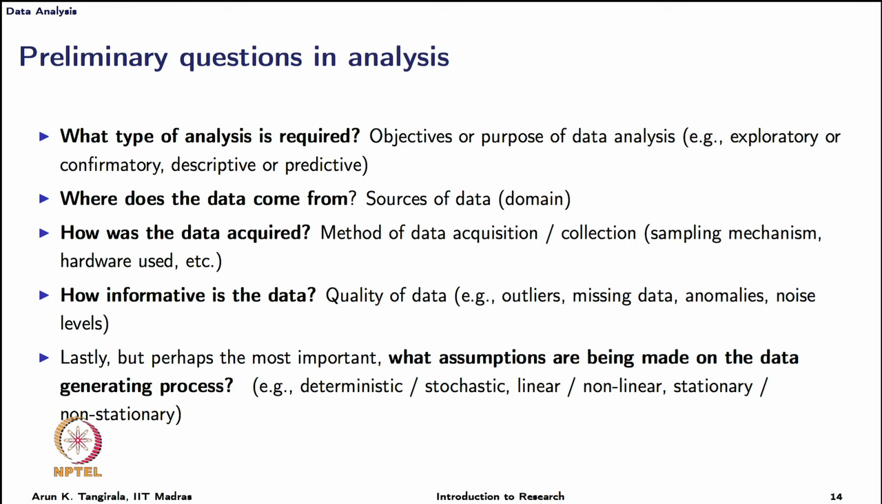And then, of course, how informative is the data? That is a bit qualitative, but there are also certain quantitative measures of information. We will not talk about it, but as I said, it basically pertains to quality check, whether there is missing data, outliers and so on. And lastly, but perhaps the most important, what assumptions are being made on the data generating process.